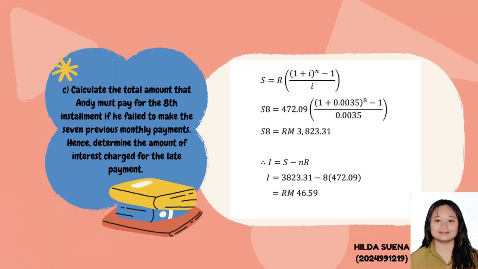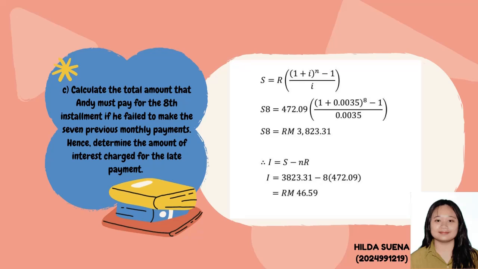For annuity question 2C, this question was asking to calculate the total amount that Andy must pay for the 8th installment if he failed to make the 7 previous monthly payments. Hence, determine the amount of interest charged for the late payment. There's 2 things we must find in this question. First of all, we're going to find the amount Andy must pay.